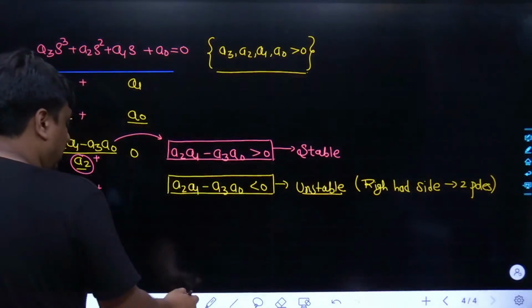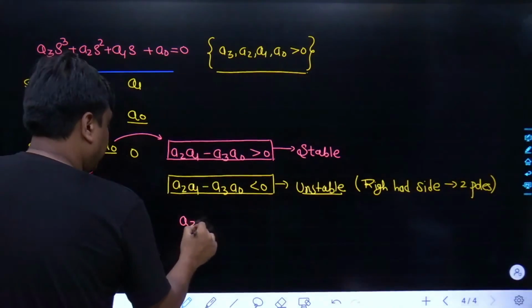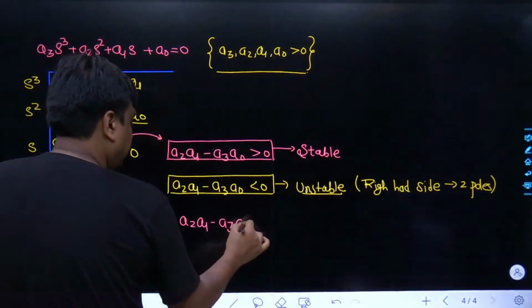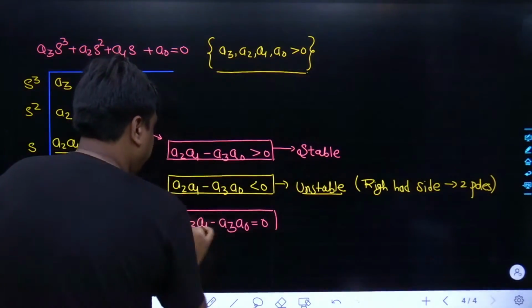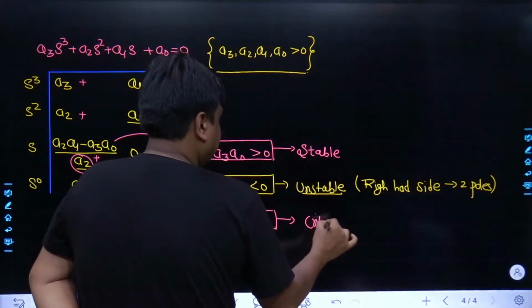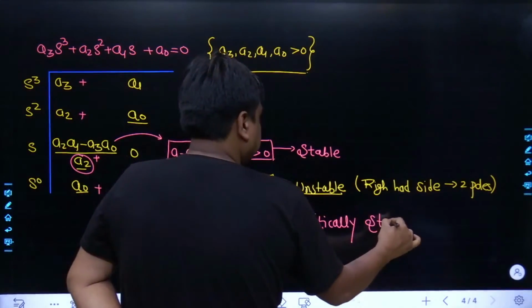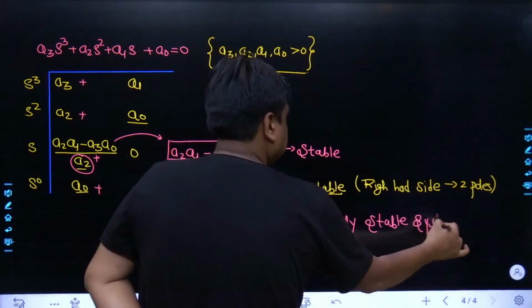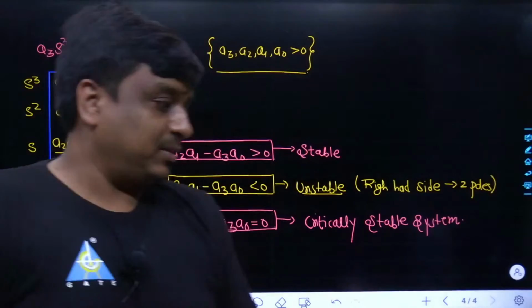And similarly, if I say a2 a1 minus a3 a0 is equal to 0, in that case the system is going to be a critically stable system.